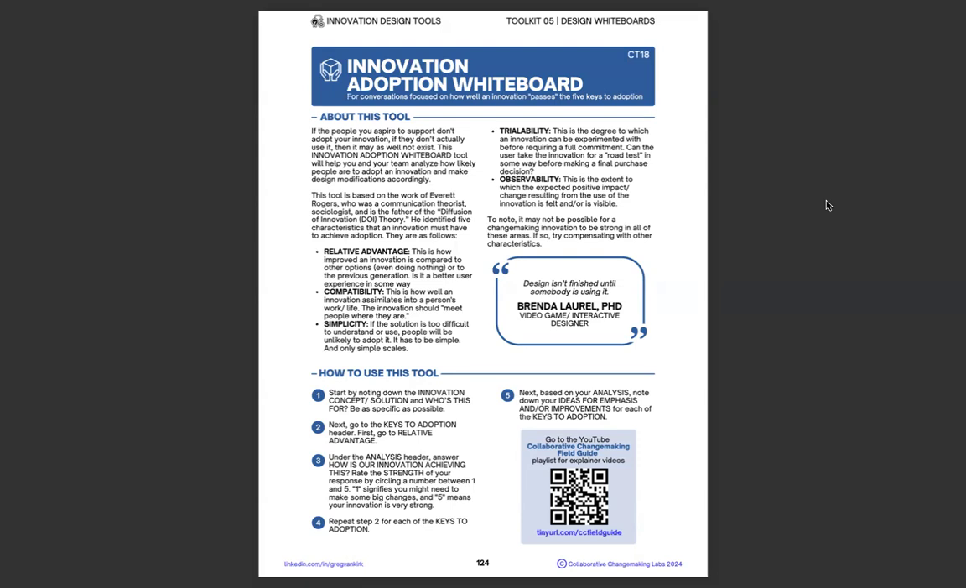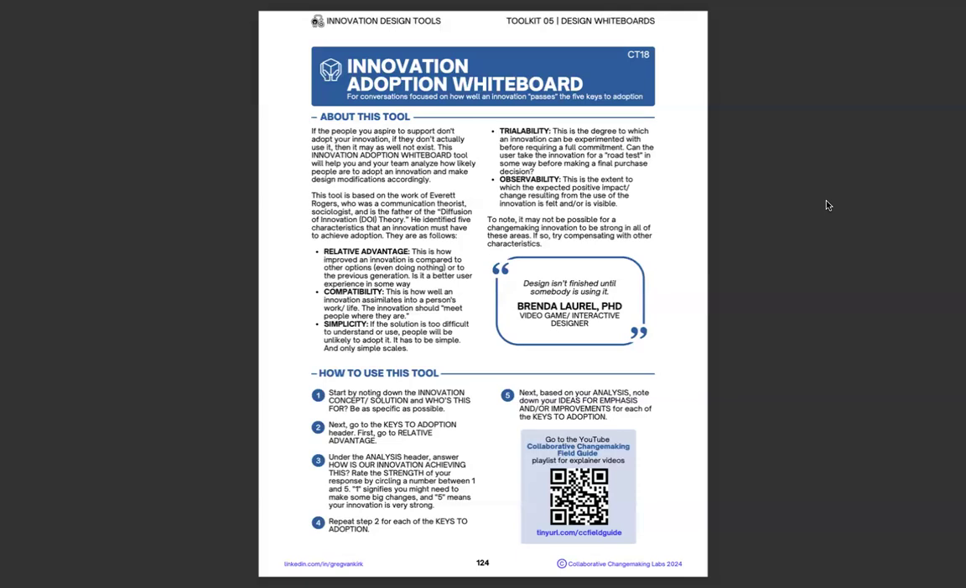This is Greg Van Kirk, and I'd like to spend a few minutes to walk you through this innovation adoption whiteboard, collaborative change making, collaborative conversation tool. This is for conversations focused on how well an innovation, quote unquote, passes the five keys to adoption. To note, this is certainly one of, if not the, go-to tool in my toolbox. I find this incredibly helpful for analyzing existing solutions and also for designing new ones. So I believe you'll find this very, very helpful. This is currently within the Innovation Design Tools in the Field Guide and resides in Toolkit 5 Design Whiteboards.